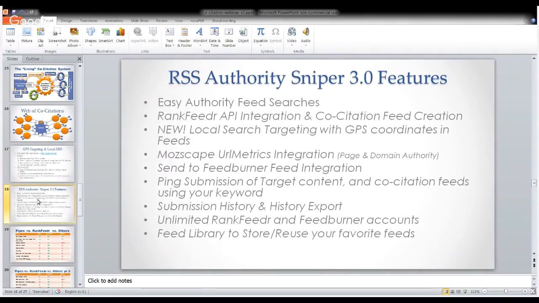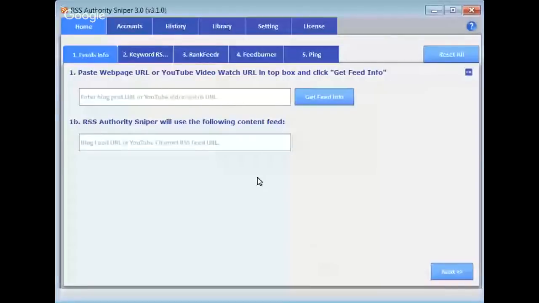All right, so now would you like me to give a little demo of RSS Authority Sniper 3? Yes. Just walk through the interface? Yes, please. All right, let's do that then. Okay, so are you seeing RSS Authority Sniper yet or not? No, I'm just seeing your slide still. All right, so I need to switch, it looks like. You should be able to select just that application. Yeah. All right. There you go.